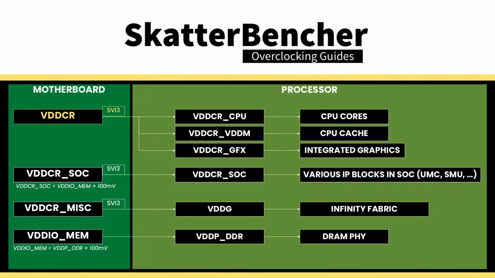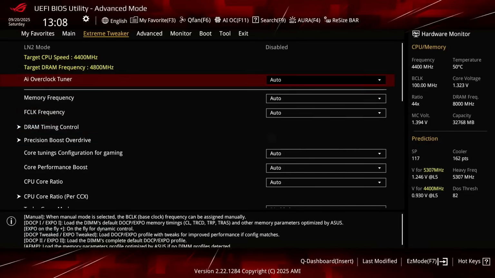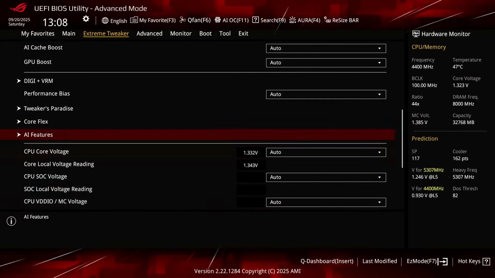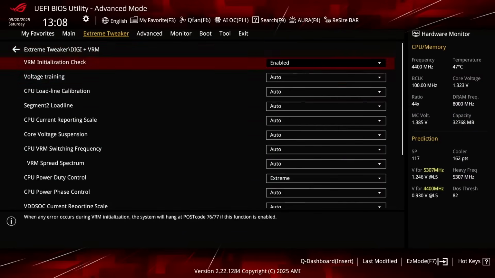The VDDCR voltage rail provides external power for 3 internal voltage regulators. VDDCR CPU provides the voltage for the CPU cores inside the CCX. The voltage rail can work in either regular or bypass mode, but on Granite Ridge, it's always in bypass mode. That means the voltage is always equal to the VDDCR external voltage. On this motherboard, we can configure this voltage regulator in the BIOS. A crucial parameter is the VRM load line setting.